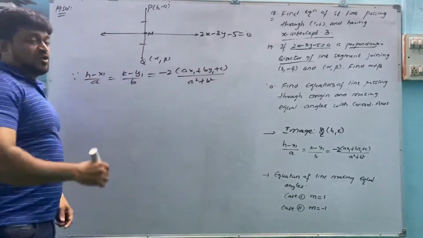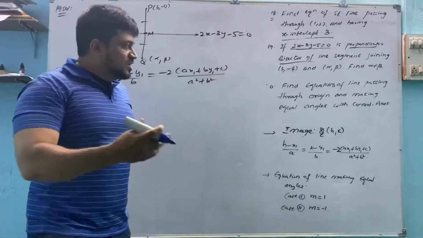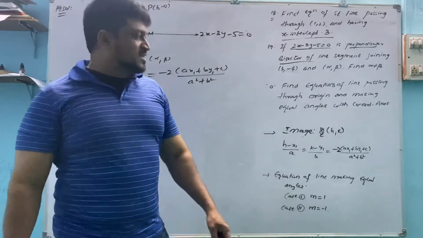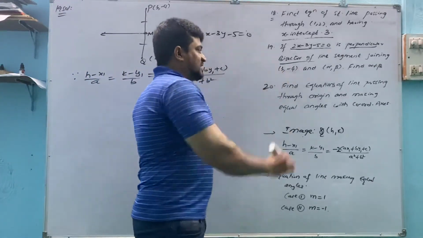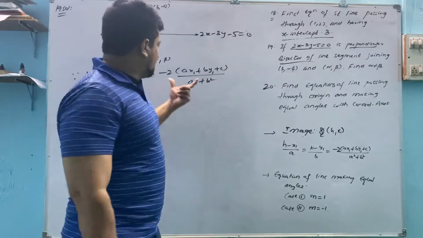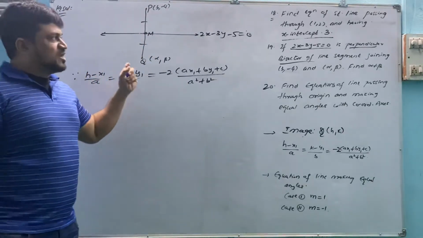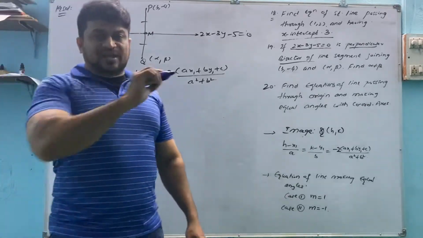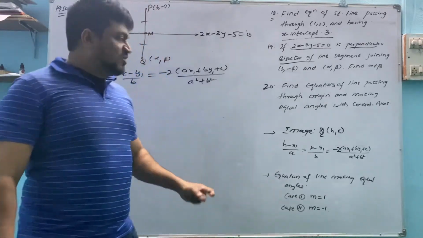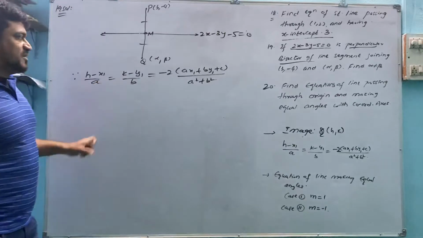How we get this formula? That is a theorem which we are going to do when we will do long answers. So at that time you will get to know why we are using this formula. Now we are presenting what you have to do. Whenever a line joining point and a bisector is given to you, that time we have to use image formula.